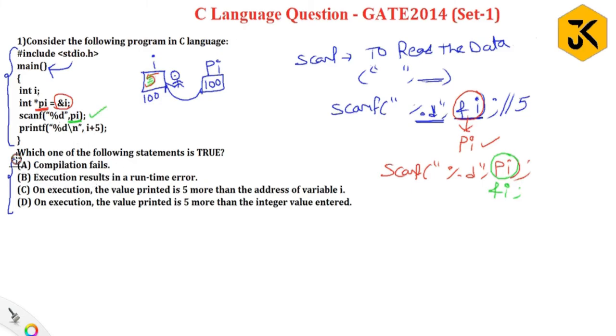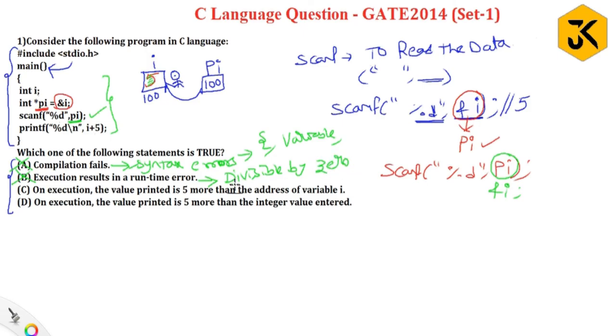The first one is compilation fails. It is a false statement. You get compilation errors whenever any kind of syntax errors are there in the program. Syntax errors are things like missing parentheses, or trying to print a variable without declaring it. So option A is wrong. Option B is also wrong: execution results in a runtime error. Runtime errors mean the program may terminate abruptly during execution. Division by zero is one kind of runtime error. You won't observe anything like that here, so option B is also wrong.